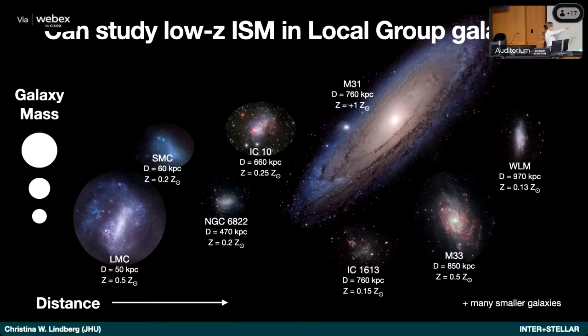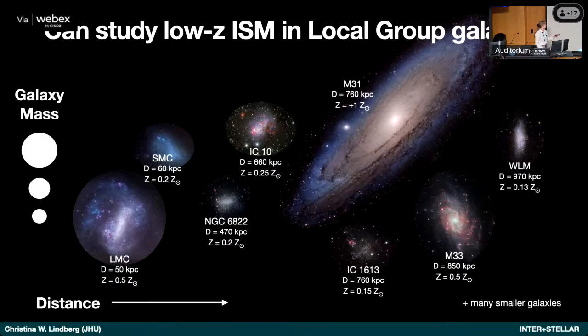But I have just a couple of them, and as pointed out earlier, we can look at the Small Magellanic Cloud, which is at a distance of 60 kiloparsecs. It's at roughly a fifth solar metallicity. The Large Magellanic Cloud is even closer. It's at half. As you can see, there are a lot of metallicity variations within the Local Group at different distances.